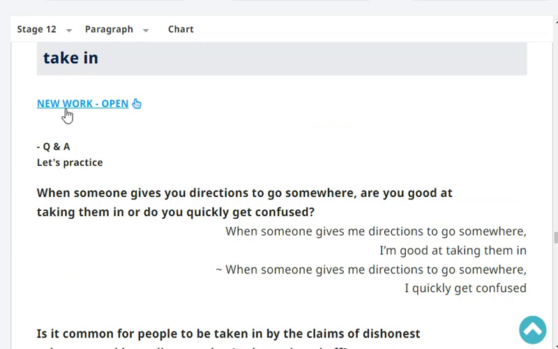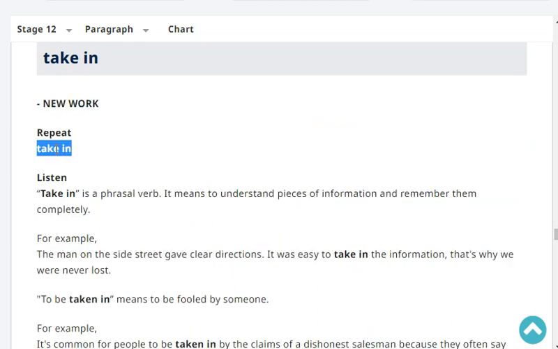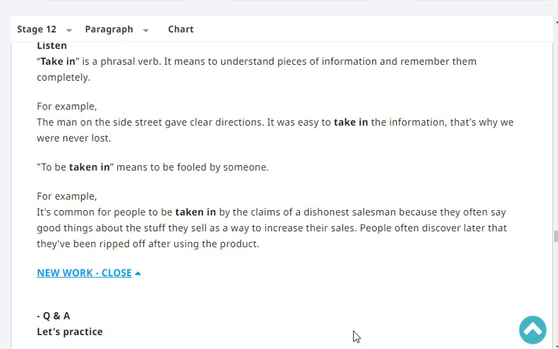Let's repeat. Take in. Very good. Okay, listen. Take in is a phrasal verb. It means to understand pieces of information and remember them completely. For example, the man on the side street gave clear directions. It was easy to take in the information. That's why we were never lost.